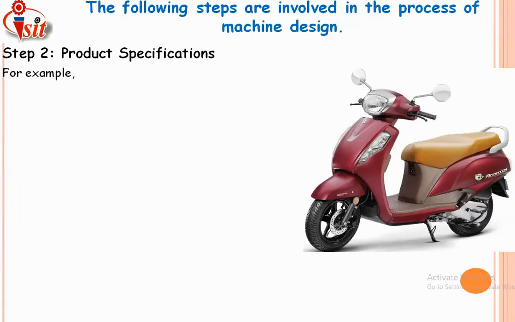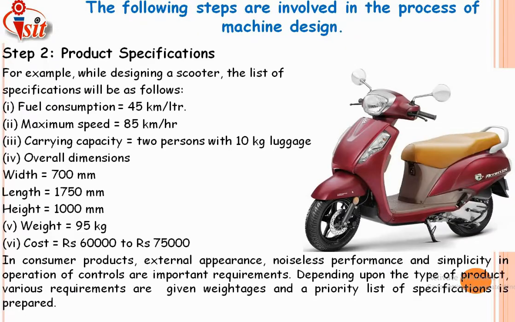Now specifications of the product means any information which gives an idea about the overall performance of the product, the overall information of the product. That is known as the specifications of the product. In consumer products, external appearance, noiseless performance, and simplicity in operational control are important requirements. Now to understand what is meant by product specification, just look at a simple example.